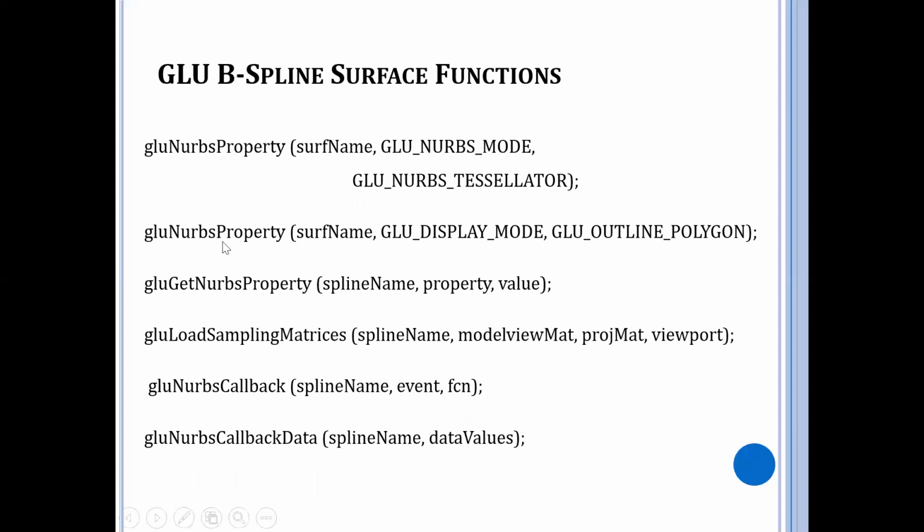In order to determine the current value of a B-spline property, we use the following query function, that is the gluGetNurbsProperty. I repeat, to determine the current value of a B-spline property, we use the following query function. It's a query function, and that is the get NURBS property.